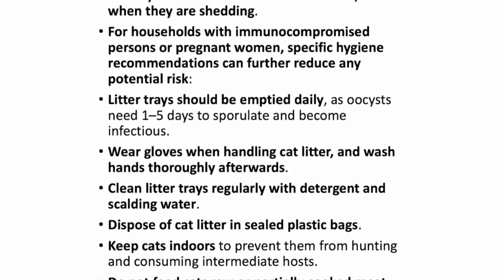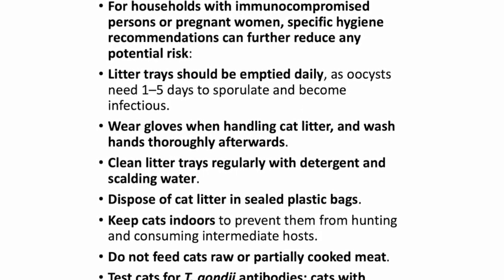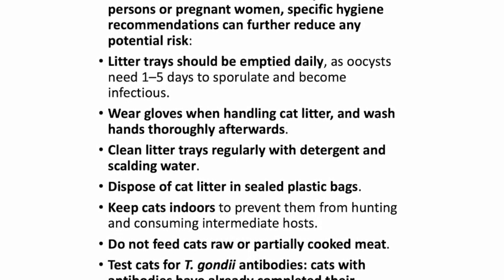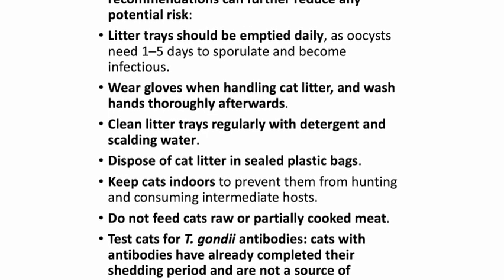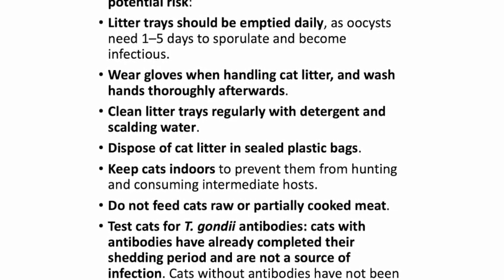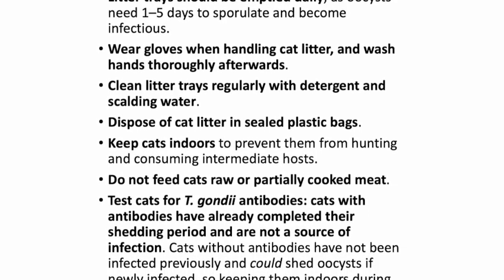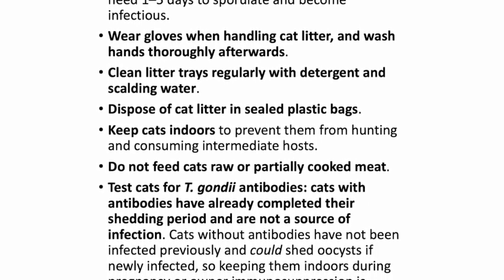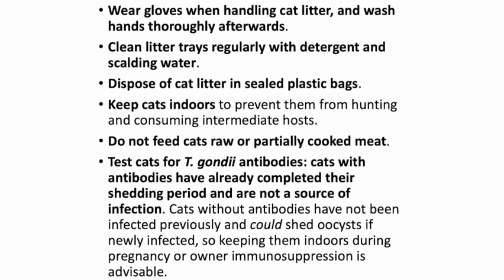Litter trays should be emptied daily, as oocysts need 1 to 5 days to sporulate and become infectious. Wear gloves when handling cat litter, and wash hands thoroughly afterwards. Clean litter trays regularly with detergent and scalding water. Dispose of cat litter in sealed plastic bags. Keep cats indoors to prevent them from hunting and consuming intermediate hosts. Do not feed cats raw or partially cooked meat.